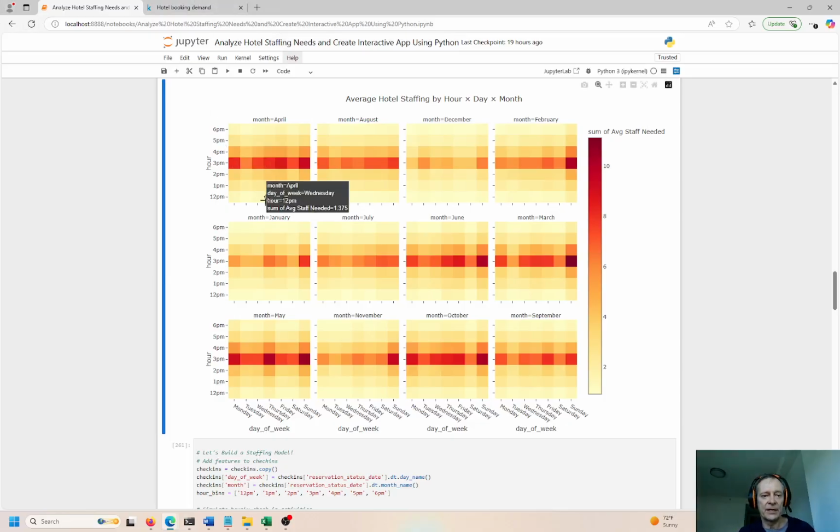So based on this right here, you can see during the time of the day, and I only cut it out from 12 to 6. If you have overnight checkers at 3 a.m., people are checking in. I doubt that is a big problem. I think you need 1 staff for that. They can handle it pretty easily.